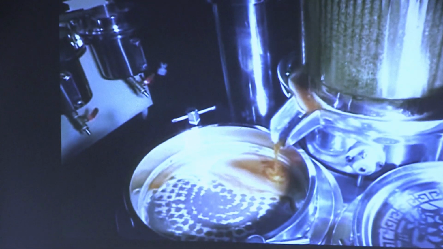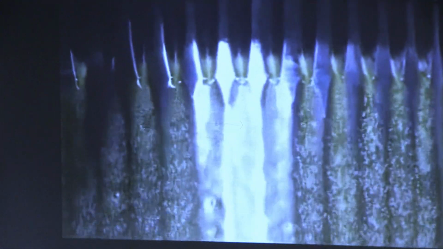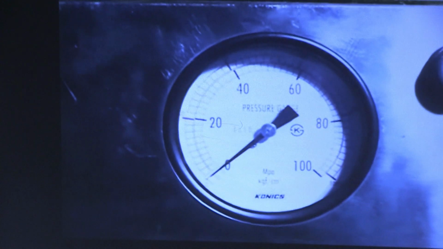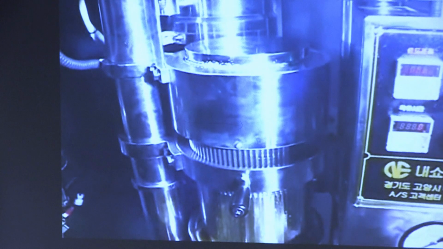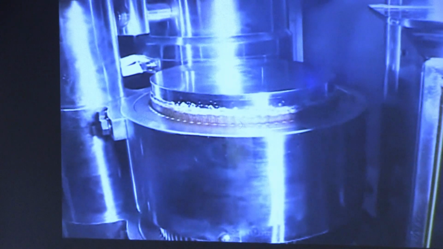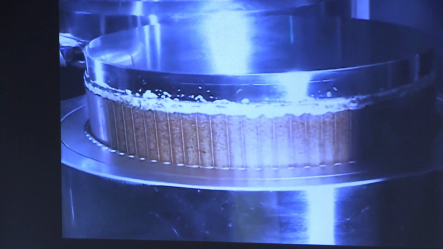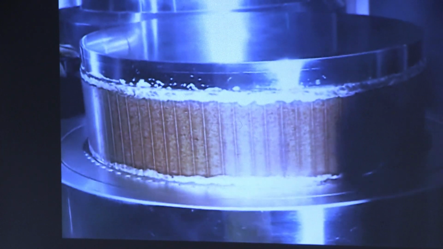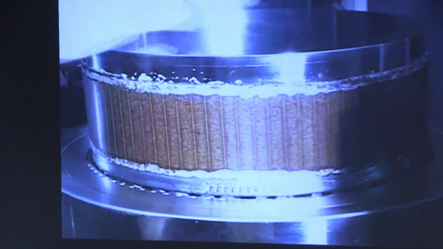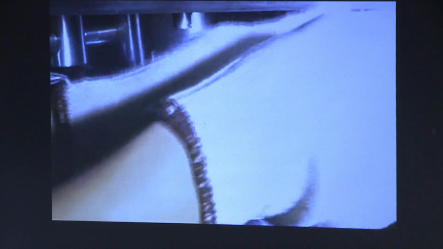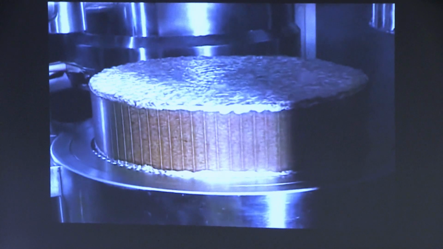They stopped applying pressure. Now you will see what's left from the sesame is a hard material, cake, they call it cake. Same in sunflower oil or olive oil. That's the cake. He'll just take it out.